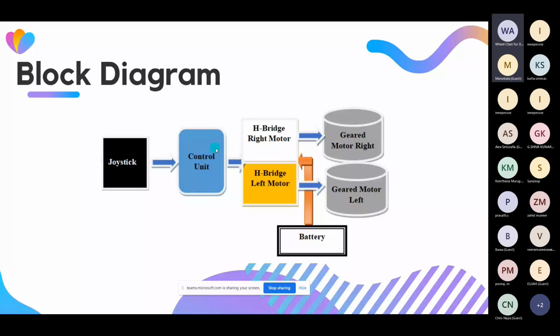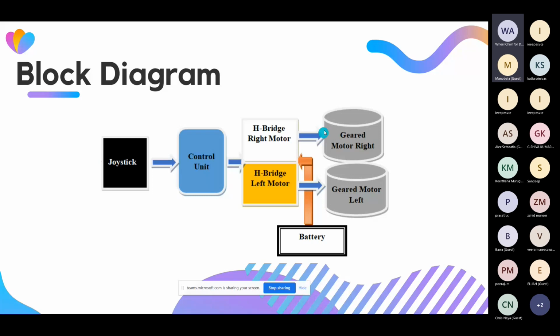And the control unit is connected to the motors. The motors are the H-bridge right motor and H-bridge left motor. It is used for changing directions. That means if the wheelchair is going to turn to the right side, the right one will work. And if we want to turn the wheelchair to the left side, then the left H-bridge will be working.